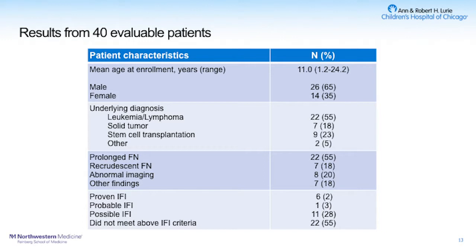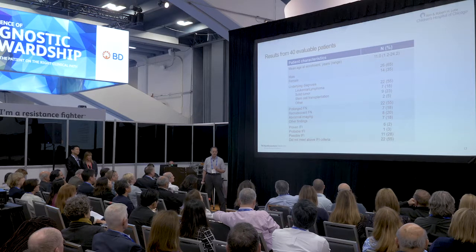Most of our patients were enrolled because of prolonged febrile neutropenia, but there were also some patients who were enrolled for some of the other reasons, including recurrent febrile neutropenia or abnormal imaging findings. And when we classified these patients after they were enrolled and their testing was sent, we identified that 6 of those 40 patients had proven invasive fungal infection based on the EORTC MSG criteria. 1 had probable invasive fungal infection, 11 had possible invasive fungal infection, and 22 did not meet criteria but were still considered to be at high risk or suspected of having invasive fungal infection.